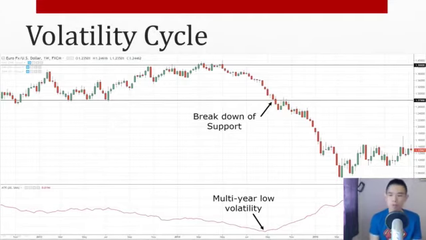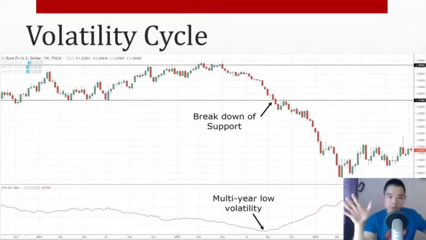So usually when you want to trade breakouts, when you want to enter your trades, it's best to do so during a low volatility period where not many traders are aware of it. The retail traders are still unaware. The news and the media are still not looking at the market. So this is the best time to actually enter your trades.